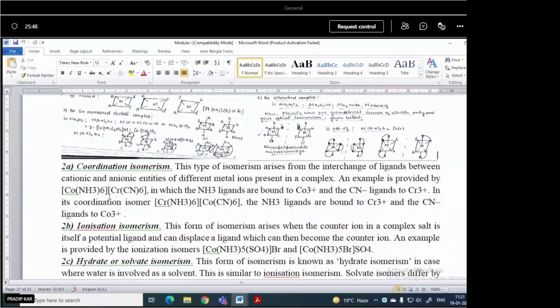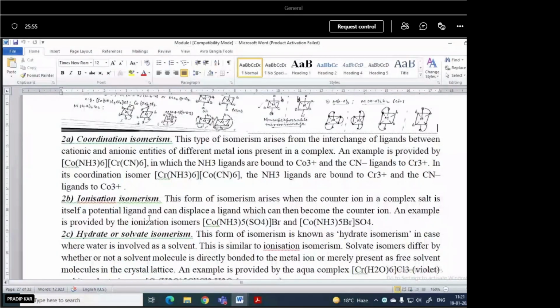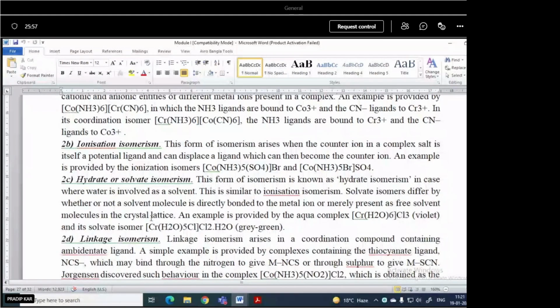Is it clear? In case of ionization isomer, sorry. Sir, can you repeat coordination isomer?